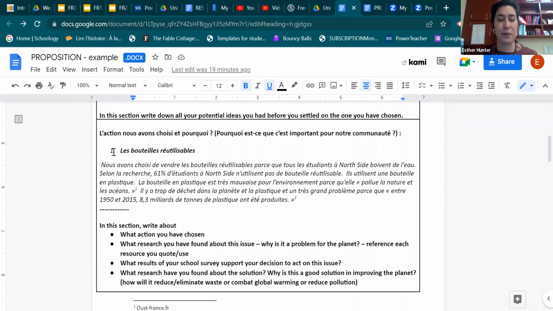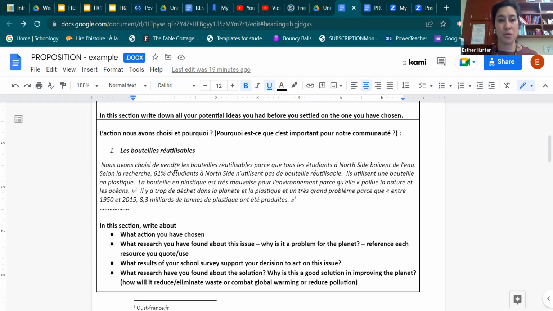Okay, so let's have a look again back to the example. In this example, the group chose reusable bottles, les bouteilles réutilisables. So here we go, a lot in French, and this is not the only amount that I want you to write. I just started it, okay, but you can definitely write more than that. And I'm going to paraphrase here in English what they wrote in French, and this is French 3 level writing when you're writing together as a group.